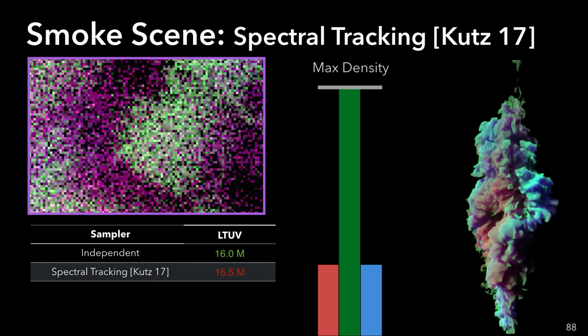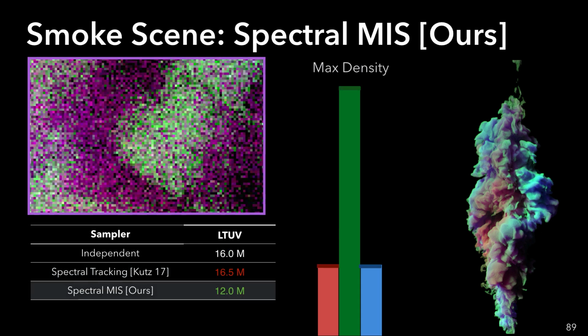Spectral tracking is extremely expensive on the other hand, so while it has much less color noise, it isn't able to take as many samples. As a result, it has slightly higher variance than independent tracking. Finally, spectral MIS, our approach, can take about as many samples as independent tracking, but can use those samples across all wavelengths. As a result, spectral MIS has the lowest variance.